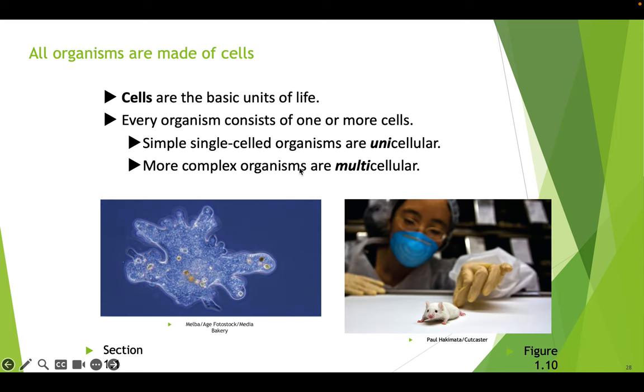So, let's spend a little more time on each of these. Cells are the basic units of life. Every organism consists of one or more cells. A simple, single-celled organism is said to be unicellular. The prefix uni means one, right? And if it has more than one, we would say it's multicellular.